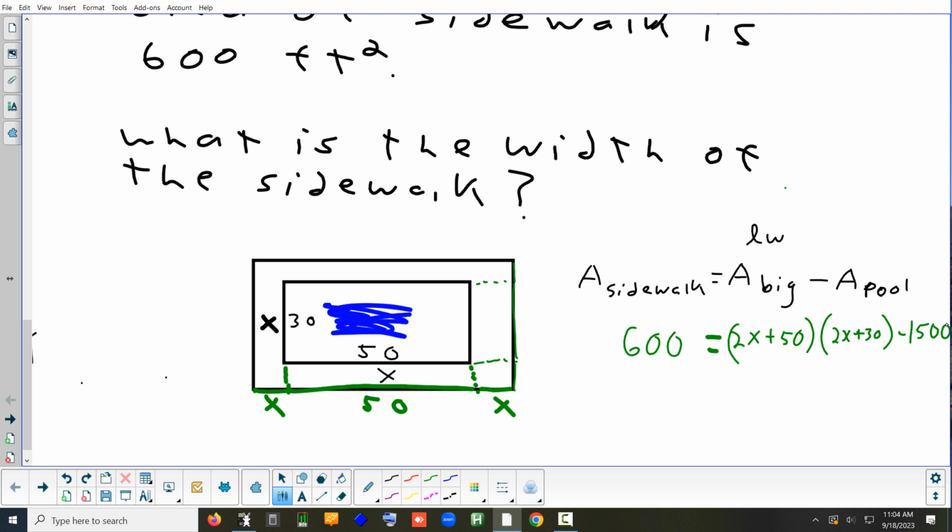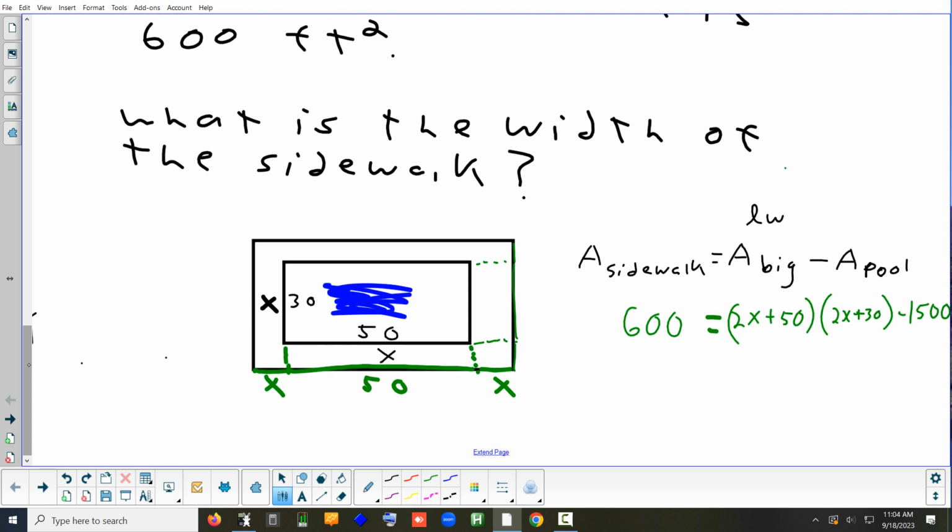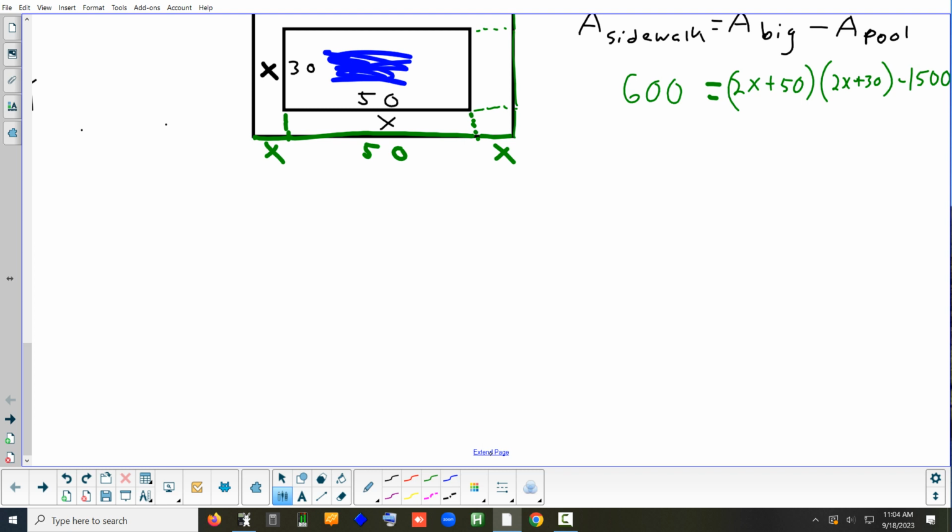Okay, so now we have an equation where we're going to have to distribute that out or FOIL it, and then we will solve for x. So let's do it. And x is the width of the sidewalk. Okay, so we get 600 equals, and let's start with 2x times 2x. That gives me 4x squared. All right. Then we have 2x times 30. So I'm just going to put that off to the side for a second. So we get a 60x.